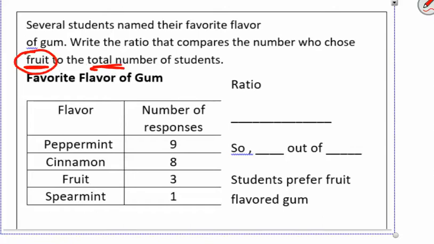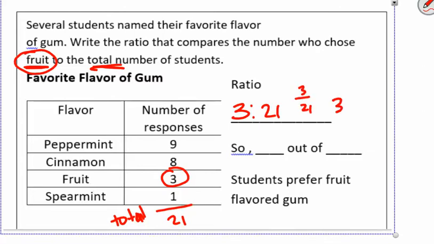So the first thing I want to look at is fruit. Okay, fruit's already given to me. So that's 3. And then to total. I don't know the total, so I have to total it out. Oops, total, if I could spell right. So that's 17, 18, 19, 20, 21. Okay, so fruit to total, or fruit to total.